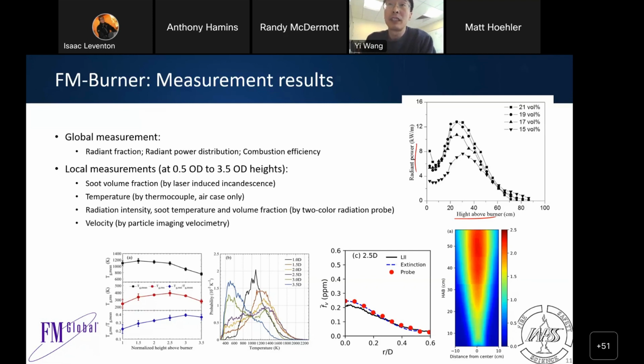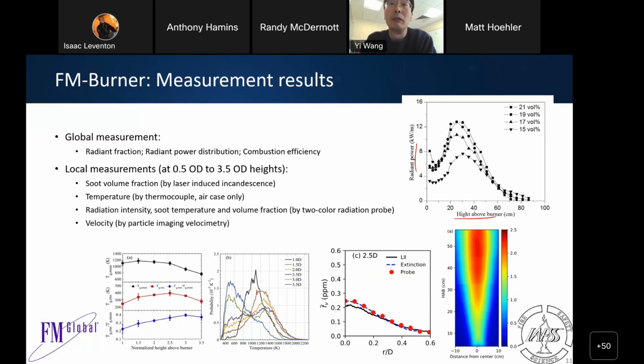Okay, some local measurements. The first set of local experimental data is radiation intensity measured by a two-color emission probe at different locations in height and profile radial location. Basically, you get the whole time series of turbulent radiation intensity, and then we back-figure the corresponding soot temperature and volume fraction using this two-color radiation methodology.